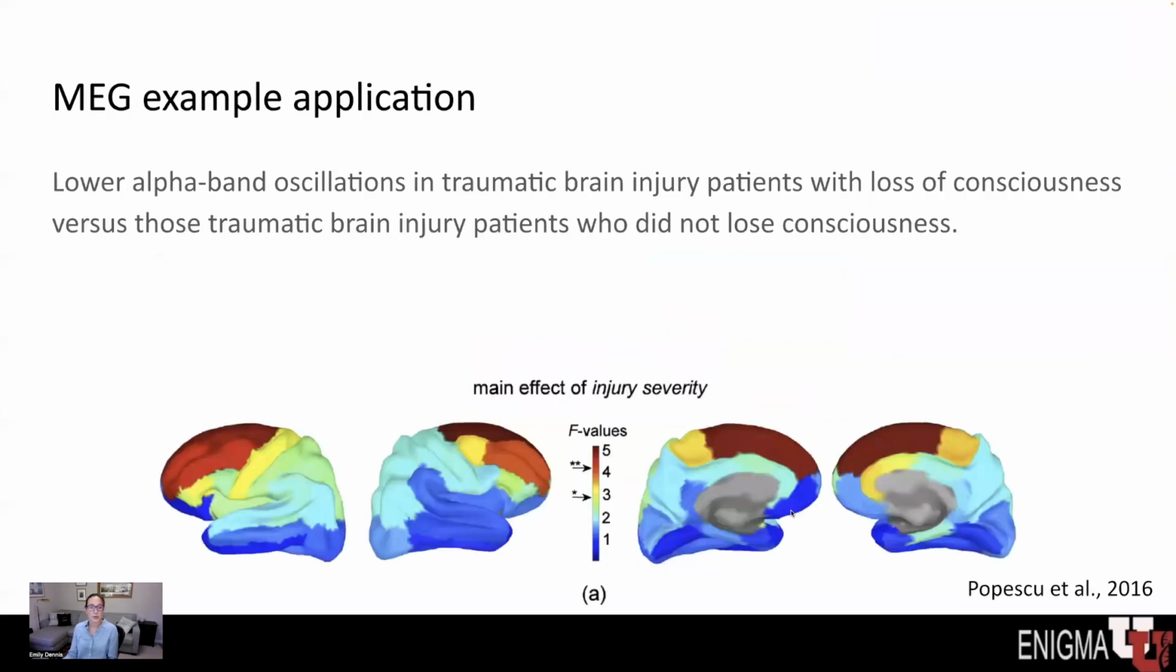And one example application here, again in traumatic brain injury, they found differences in the frontal cortex in individuals who had had a TBI with a loss of consciousness compared to those who had a traumatic brain injury but did not lose consciousness. So in this case, lower oscillations, lower activity, lower energy.